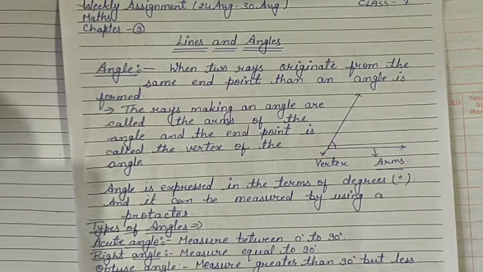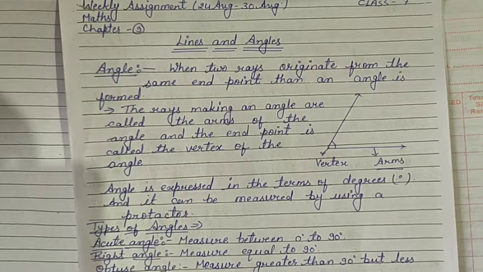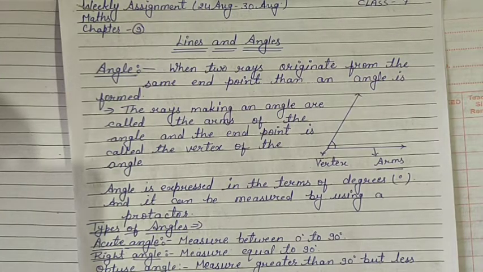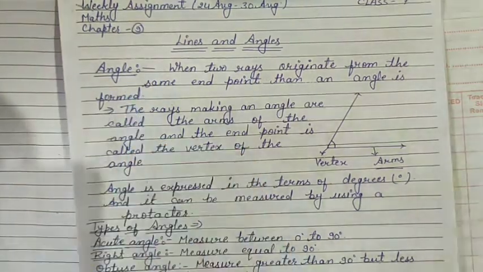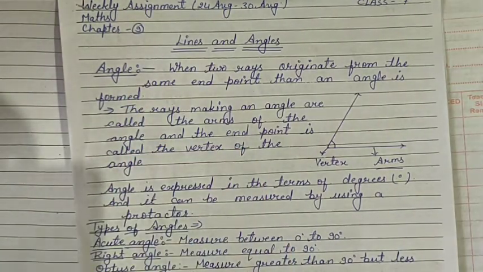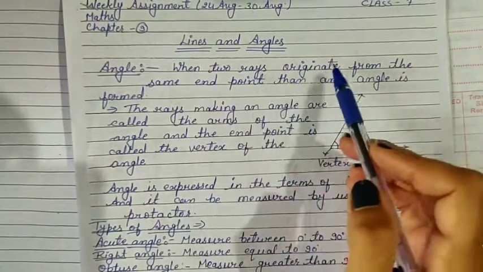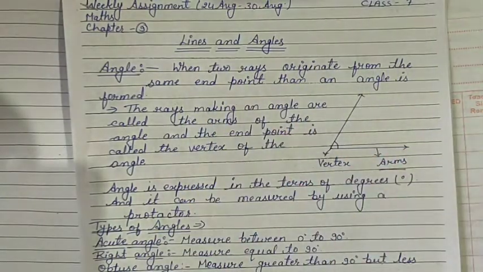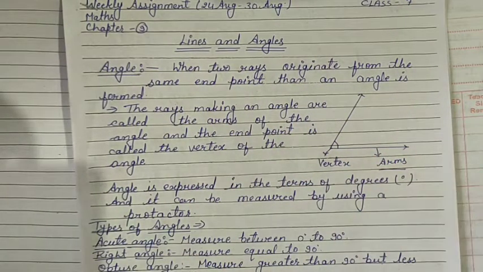Hello students, today I am going to start your new chapter, Lines and Angles, that is chapter number 9. Today we will do some definitions. So our first definition is of angle. What is an angle? When two rays originate from the same endpoint, then an angle is formed.